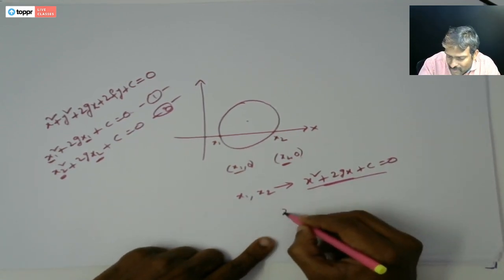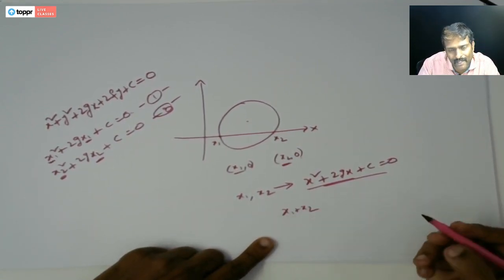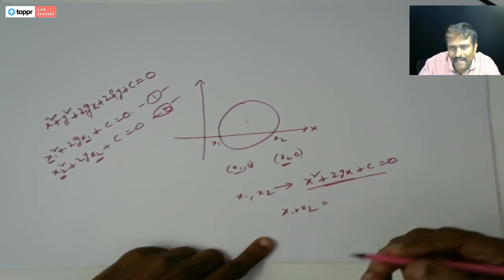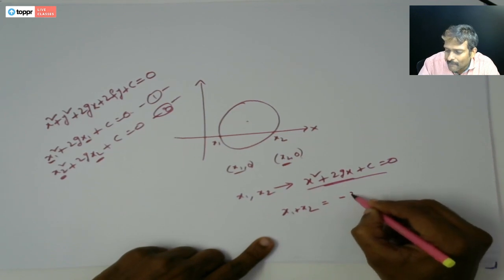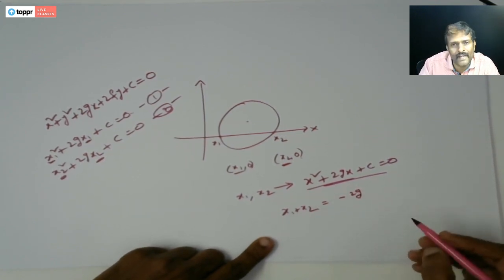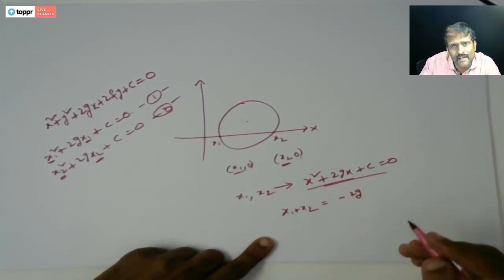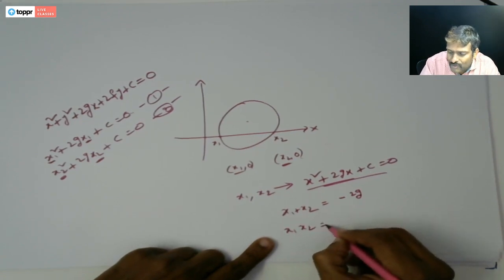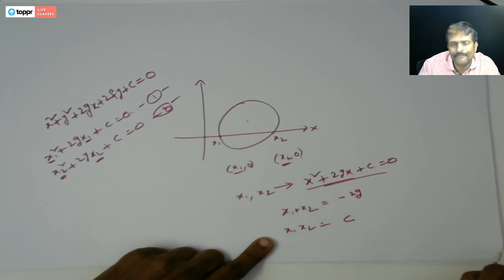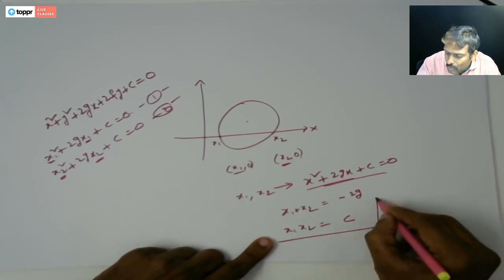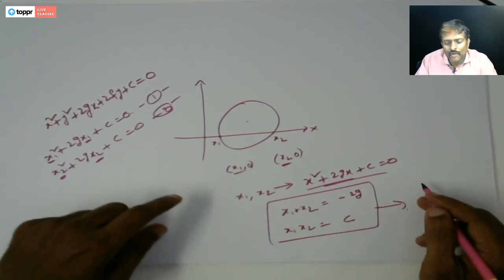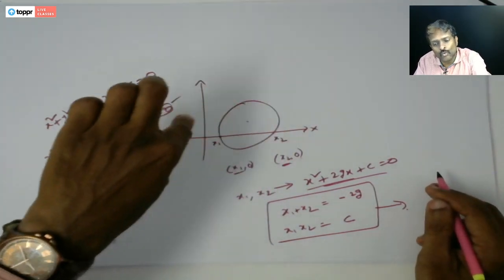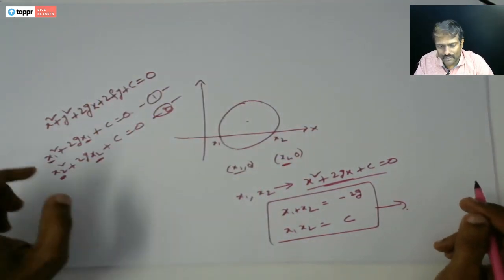Like, the sum of the roots is x1 plus x2. Am I right? Now this should be equal to minus b by a, the coefficient of b, which here is minus 2g by 1, which is minus 2g. Similarly, the product of the roots x1 and x2 is equal to c, right? These are the two equations which I derived from the two roots which are given to me, like x1 and x2 are the roots of this quadratic equation, right?